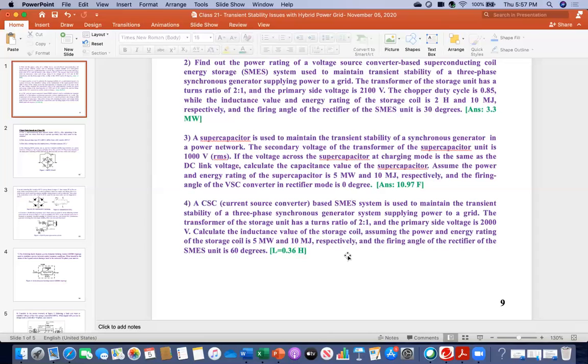Yeah, the current is 7.404 into 10 to the power 3. Right, or 7.4 kiloampere, right, yes. That is right. And L is 0.365 Henry, right? Yes. So I approximated L equal to 0.36 Henry.